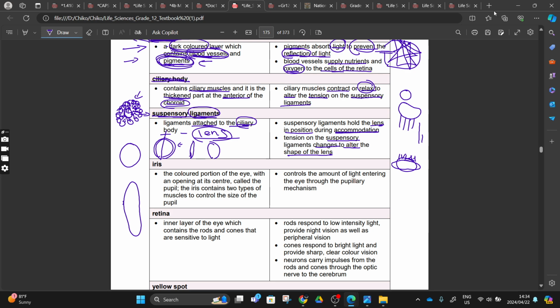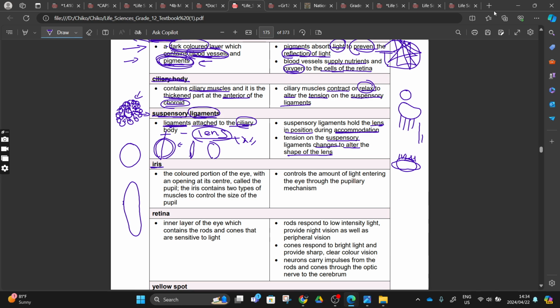You don't have to know it, just know that suspensory ligaments are holding... what do we call them? Do we say these are the muscles? Do we call them muscles? The suspensory ligaments are the muscles. Comment on the comment section. These are the ligaments, a type of muscles. Let's just take it like that. We call them ligaments, right?